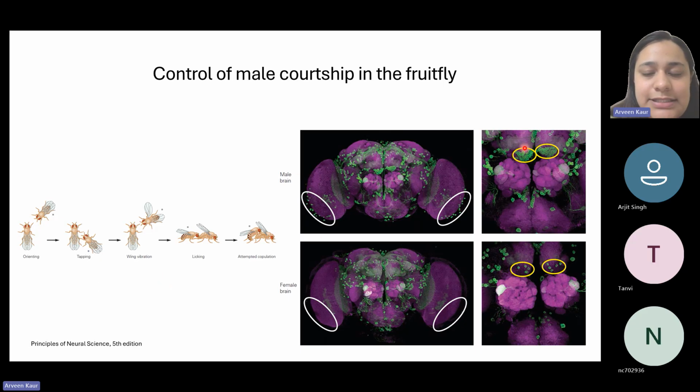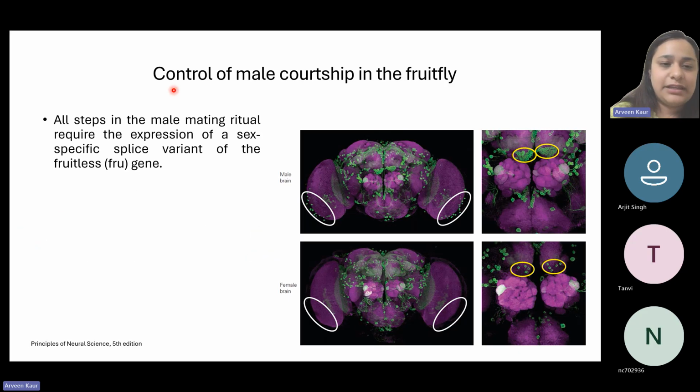Then again, in these yellow circles, you can see this region, which is the antennal region. Over here you can see this highlighted in this yellow circle. Here also you see a difference in pattern between the male brain and the female brain, wherein it is highly activated and expressed in this antennal lobe region in the male, but not that active in the female brain. So these are some differential patterns that are present in the brain of this fly.